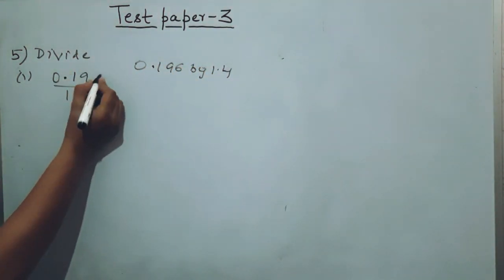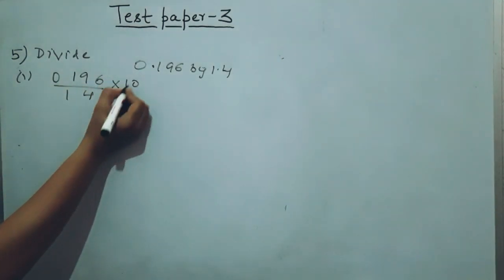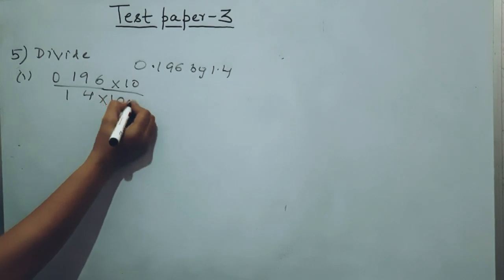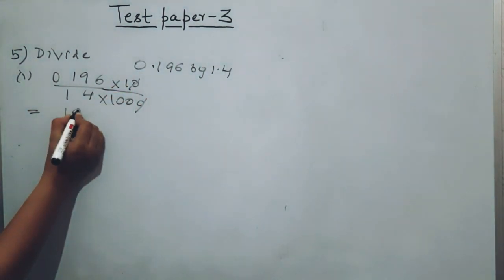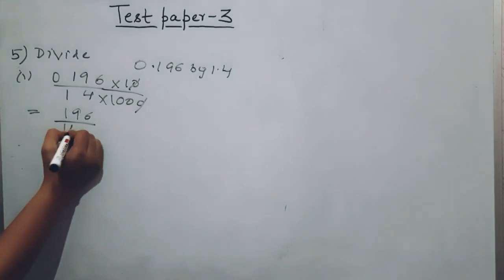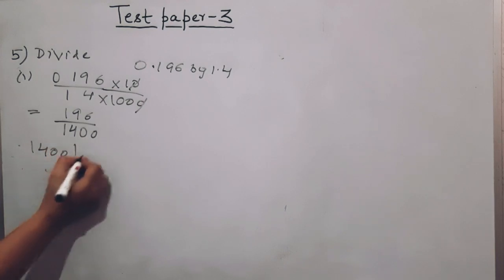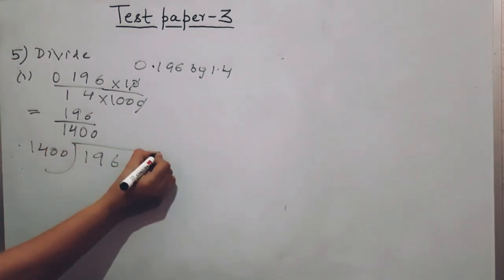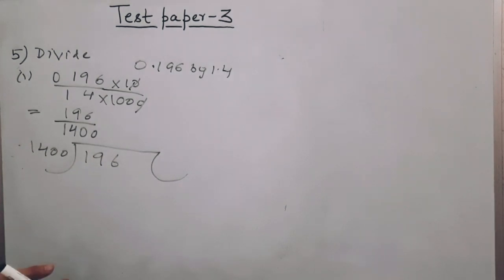To remove the decimal point, what do we have to do? Place a 10 in the denominator and 1000 in the numerator. Now the 10s will be cancelled. 196 will be divided by 1400. Now you have to divide 196 by 1400. 196 will be divided by 1400.